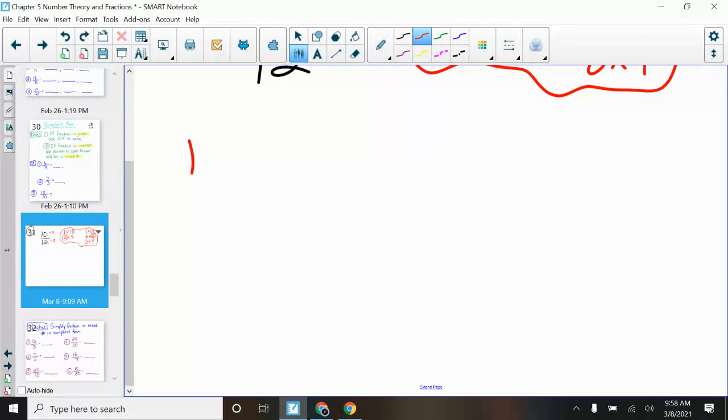12 over 15. Over what? 15. That is so weird, Raiden. I made up a fraction in that room just a minute ago. That was my fraction I made up. Weird. Our brains are thinking the same.